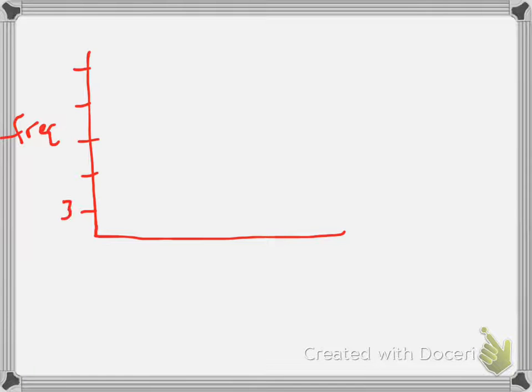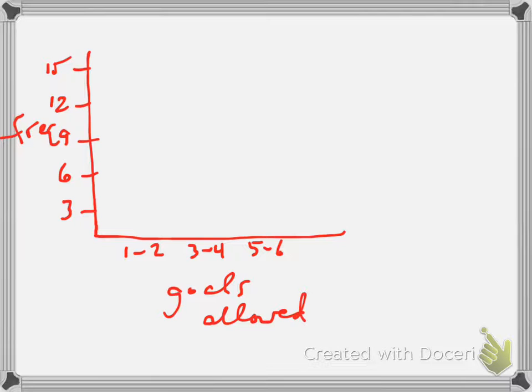We'll go in increments of 3. Okay. We have 1 to 2, 3 to 4, 5 to 6. Now this is goals allowed on the bottom. Pardon my scribble. Okay. 7 to 8, 9 to 10, 11 to 12.